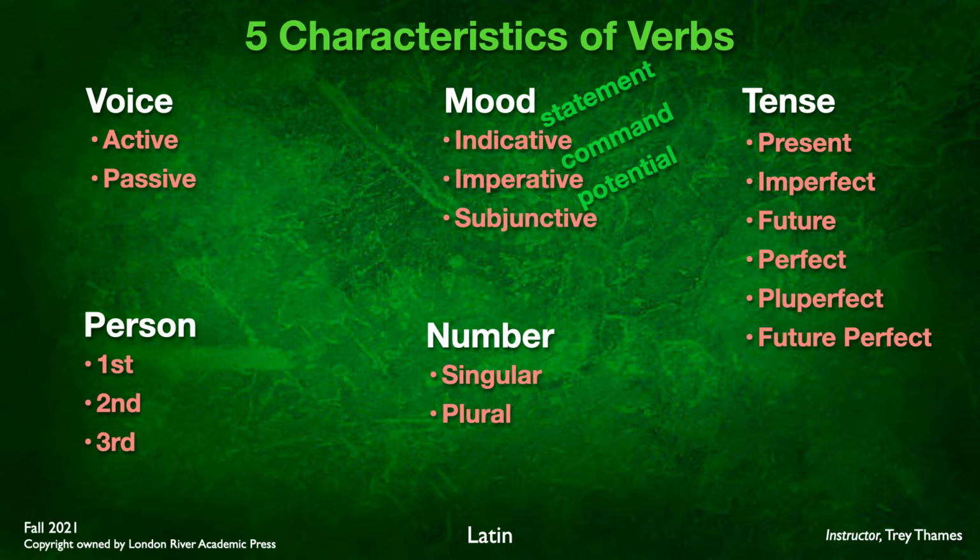And of course, we've studied previously the tenses, present, imperfect, future, perfect, pluperfect, and future perfect, and person, first, second, and third, and number, singular and plural. So what we'll be focusing on here in this chapter is subjunctive mood.